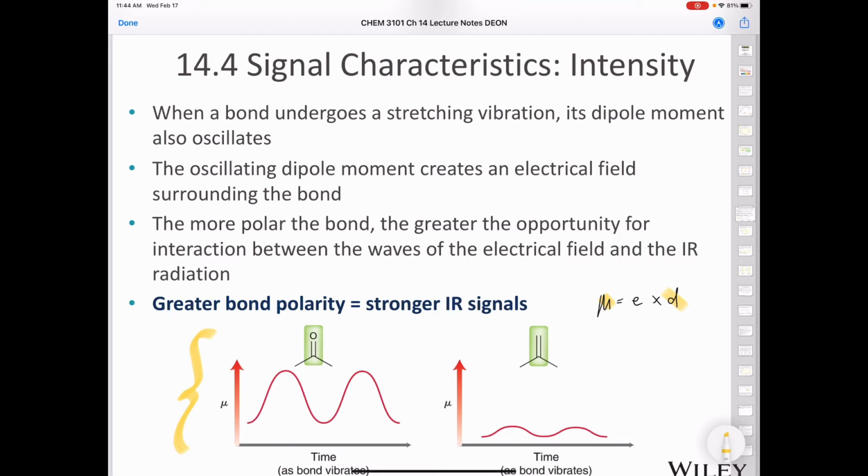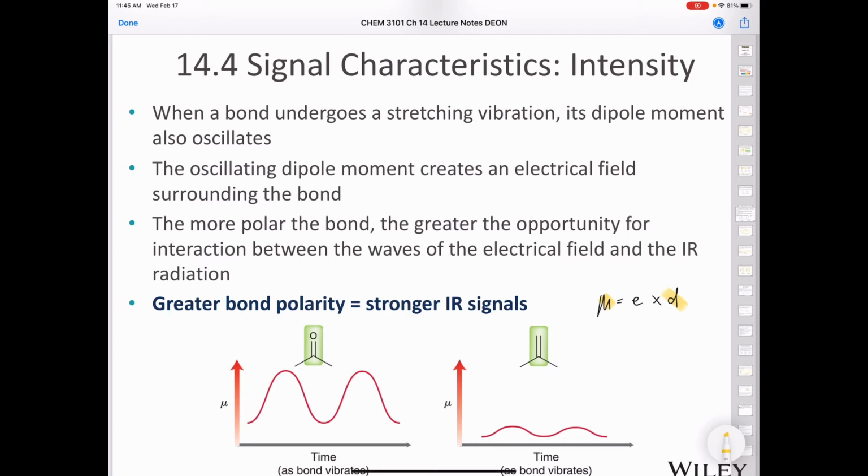Since electromagnetic radiation itself is comprised of an oscillating electric field, the bond can absorb a photon because the bond's oscillating electric field interacts with the oscillating electric field of the infrared radiation. The efficiency of a bond at absorbing infrared radiation therefore depends on the strength of the dipole moment.